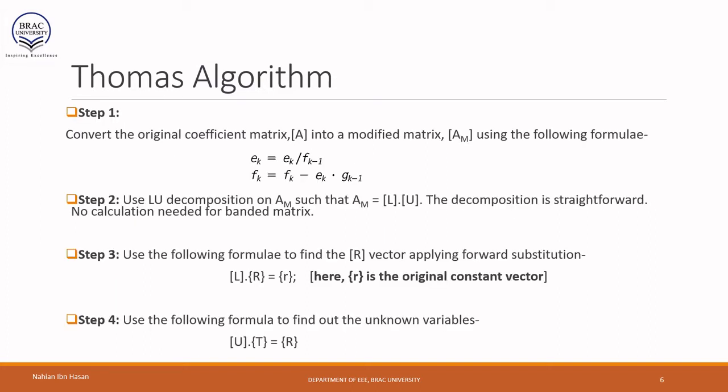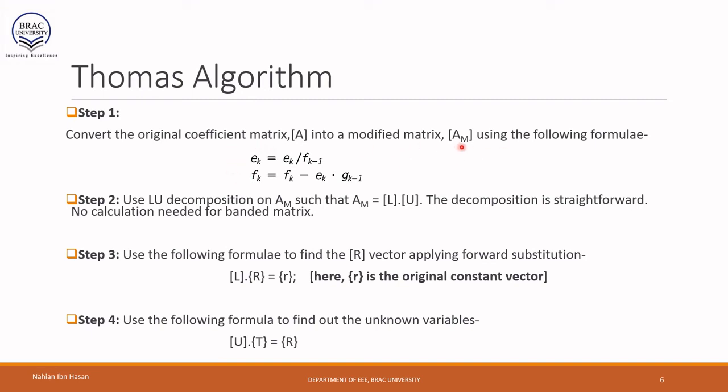So the algorithm can be stated as follows. We can convert the original coefficient matrix A into a modified matrix AM, as we have already said, and to convert all of those elements, we just convert the E terms and the F terms. That means the principal diagonal terms and the diagonal elements below the principal diagonal. We do not convert the G terms. So that's the main difference between the LU decomposition and the Thomas algorithm. We just convert the matrix into a modified matrix AM using these two equations.